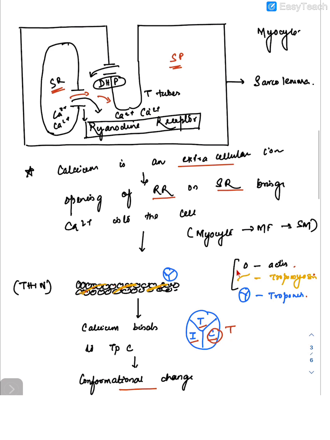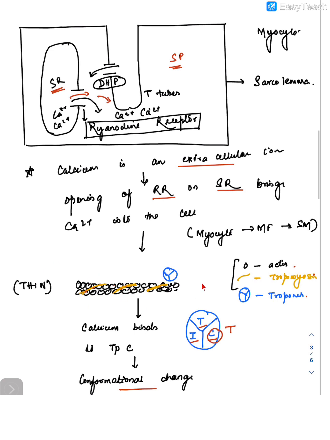We remember that the thin filament is made up of actin, tropomyosin and troponin. This is actin, this is tropomyosin and this is troponin. Each troponin has I, T and C components. This calcium binds to troponin C and causes a conformational change in the tropomyosin orientation, and the tropomyosin is now removed from actin.